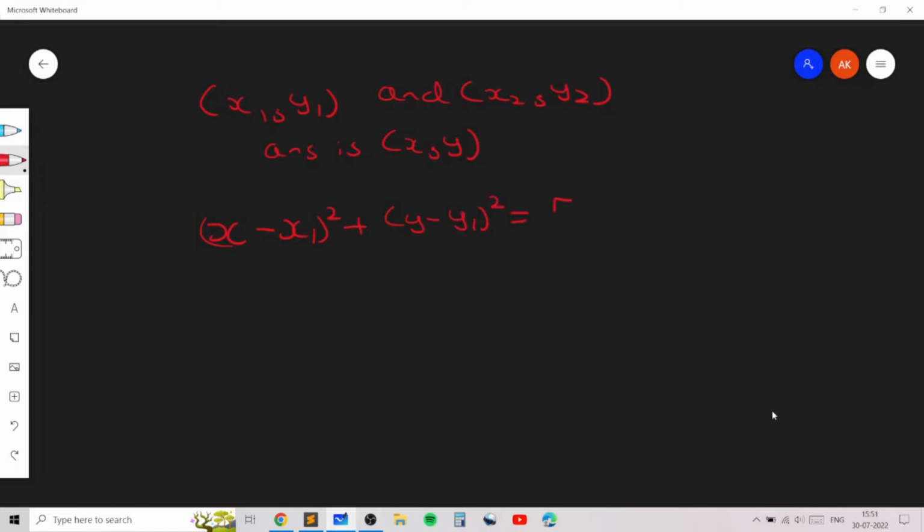First, let's write down the condition which is asked in the problem statement. Let's say that the two points which are given in the input are x1, y1 and x2, y2, and the answer point is x comma y. Let's try to write down the condition. The condition is that (x minus x1) squared plus (y minus y1) squared should be equal to 5, because the distance is square root of 5.